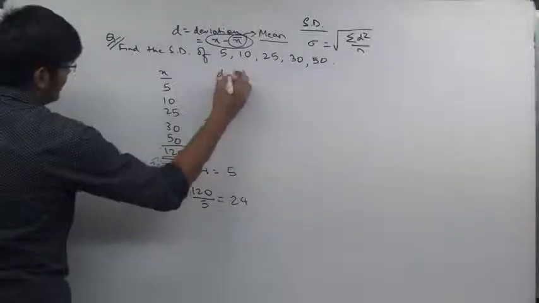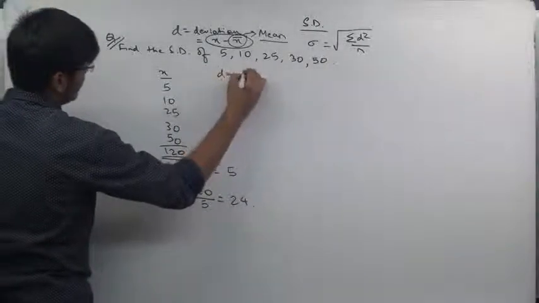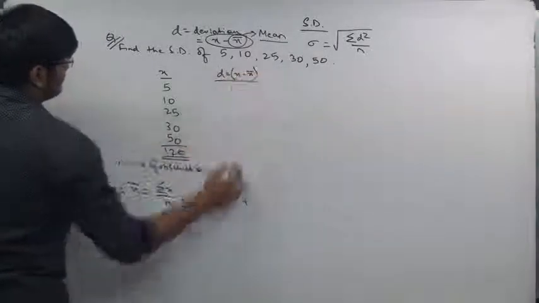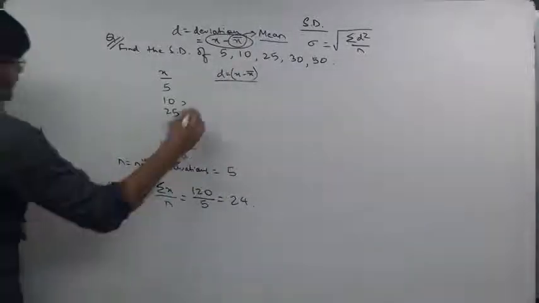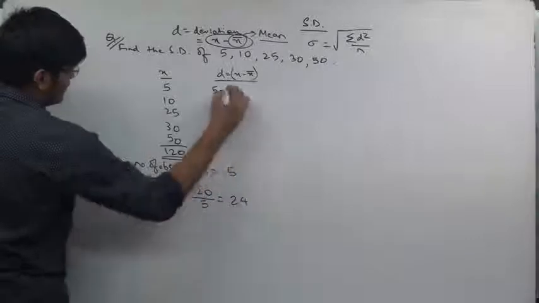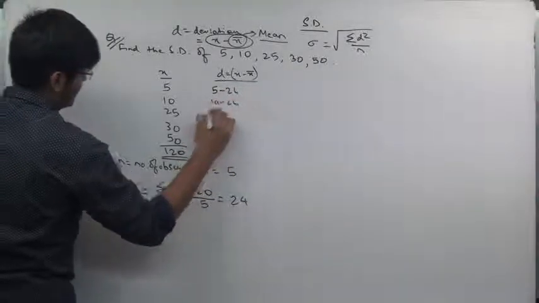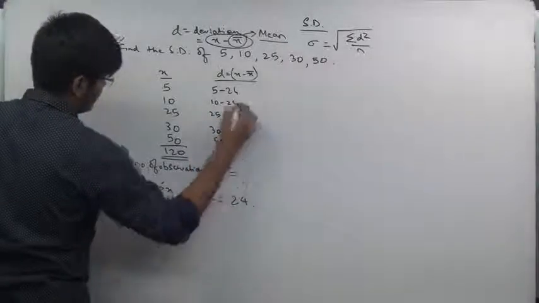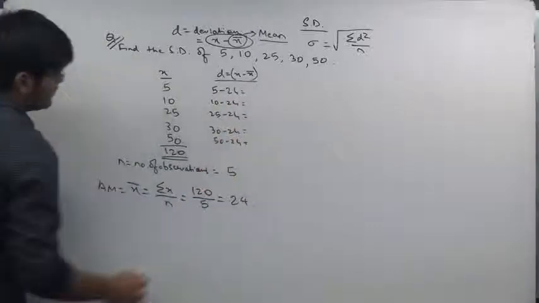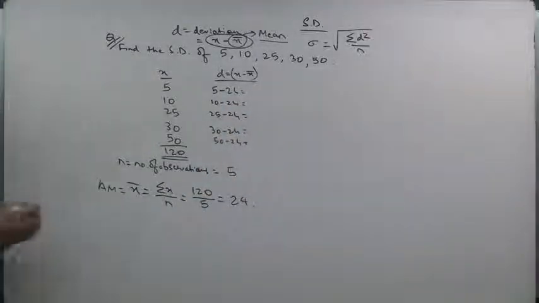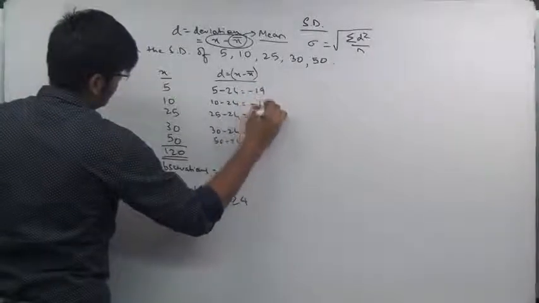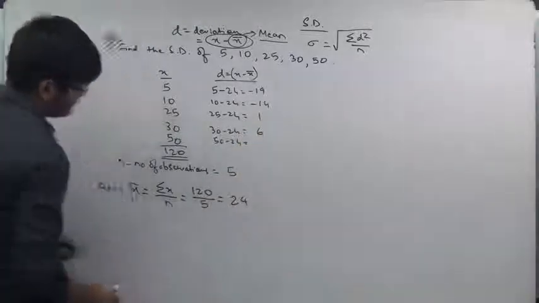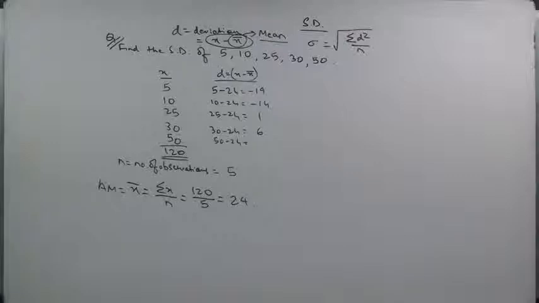So now we can prepare another column D, which is equal to x minus x bar. It's always preferred to write down here what the formula is for. And now 5 minus 24, individually. Try it yourself.